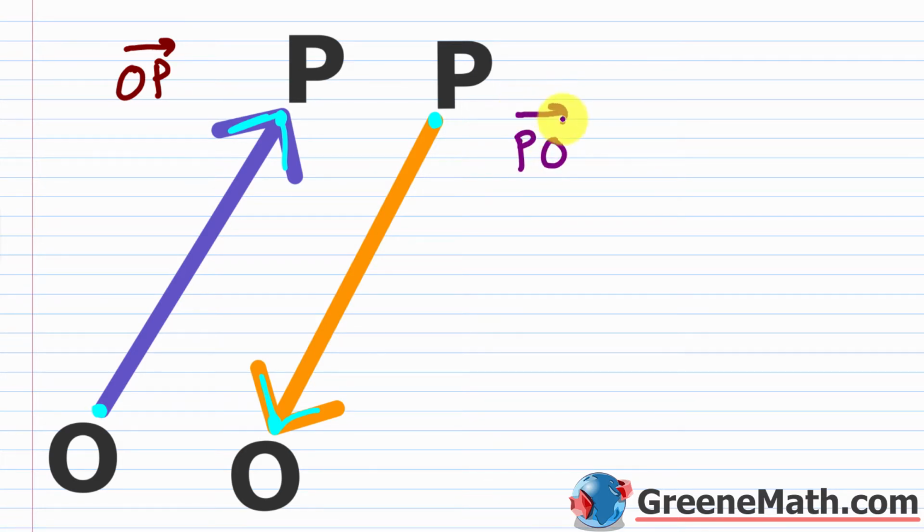Let me get rid of this and make that a little bit better. Now, I can say right here that this vector OP is not equal to this vector PO. And the reason they're not equal is because for two vectors to be equal, they have to have the same magnitude or the same length, and also they have to have the same direction. These do not have the same direction, even though they do have the same length. So I can say this vector OP is not equal to this vector PO.